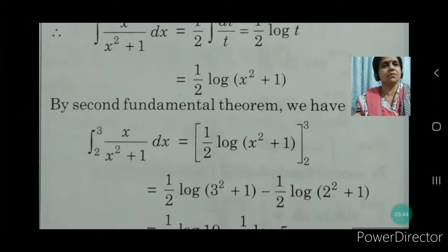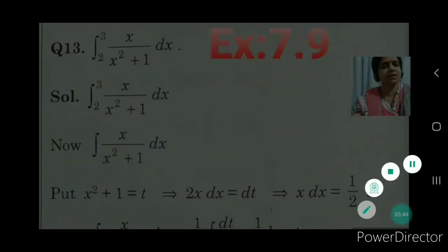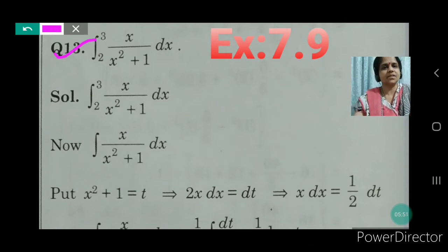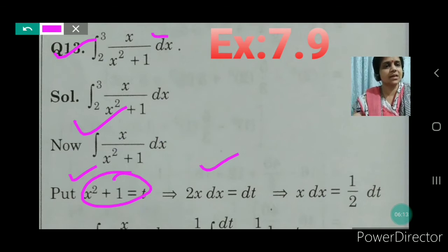Now move to the next question, and here I am taking question number 13. It is the integral from 2 to 3 of x by x square plus 1 dx. First of all, take the integration of x by x square plus 1. Here put x square plus 1 as t. So you will get 2x dx equal to dt by differentiating this term. So x dx is equal to 1 by 2 dt.